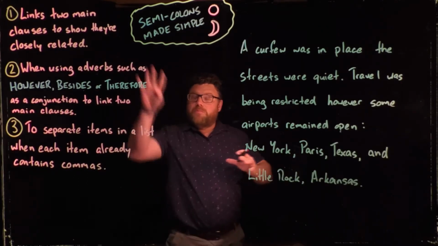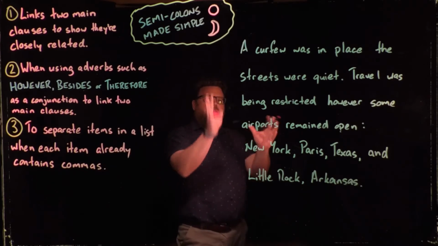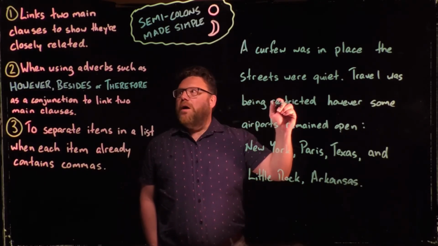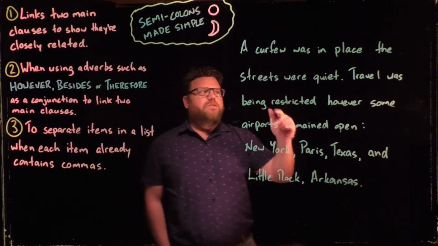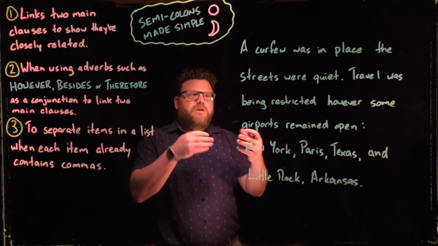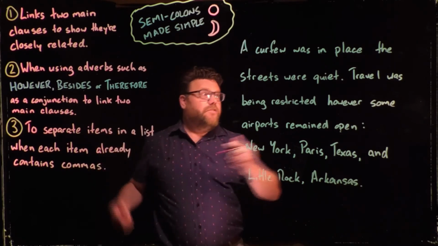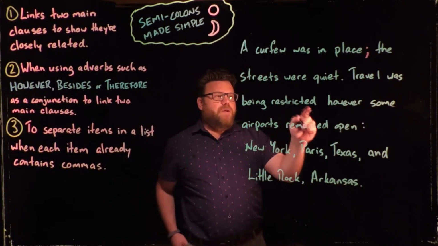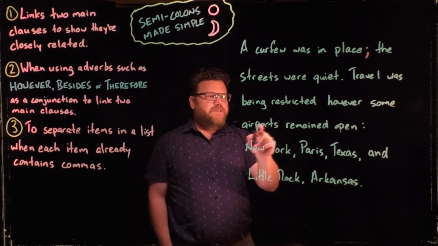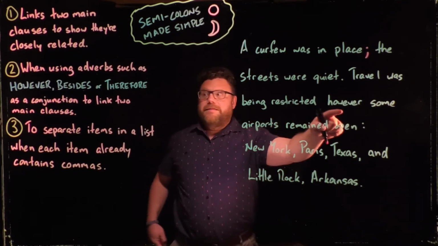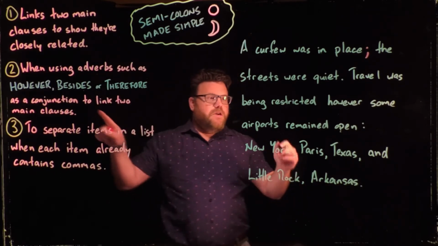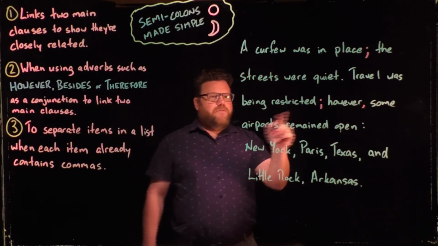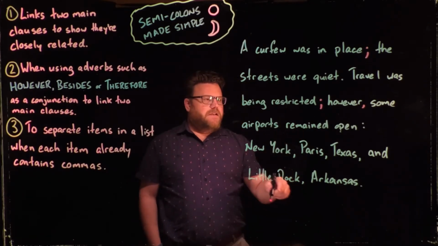Okay, so let's see if we can bring all three of these together into one final passage. A curfew was in place, the streets were quiet. So these are two main clauses that are closely related because the streets were quiet due to the curfew. So we're going to use a semicolon there, using our first rule. Travel was being restricted, however some airports remained open. This, however, is an adverb. So we know now that we need the semicolon and a comma. Travel was being restricted; however, some airports remained open.